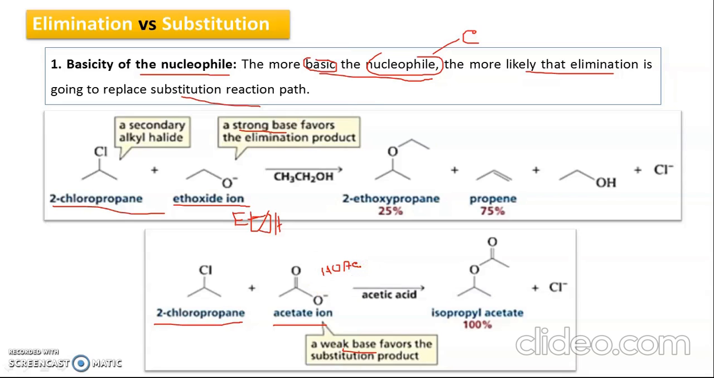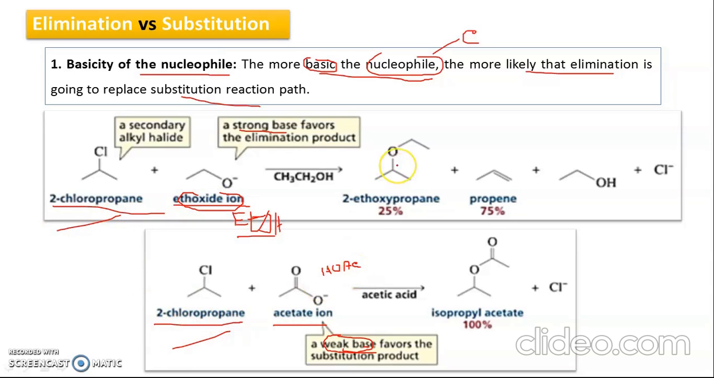If you compare ethanol with acetic acid, acetic acid is more acidic, so its ionization is faster compared to the ionization of ethanol. That means the acetate ion is stable compared to the EtO minus ion. More stable means it is a weak base, weaker compared to ethoxide ion. So our substrate is the same, but our base is different.